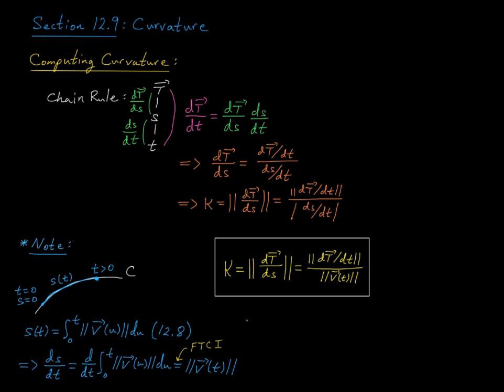So in conclusion, we say that the curvature by definition is the magnitude of this derivative dT/ds, which in turn is equal to this quantity. It's the magnitude of the derivative of the unit tangent vector with respect to time divided by the speed of our particle. And the nice thing about this last expression is that it allows us to compute the curvature in terms of the parameter t as opposed to arc length s. And in the next video, we will illustrate how that works. Thanks so much.